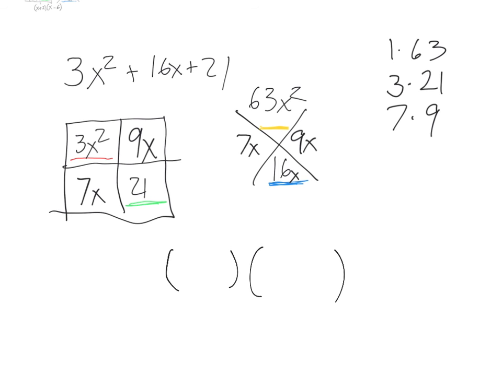Awesome, so now we're going to factor this out. I'm going to start here. The GCF of 3x squared and 7x is x. X times 3x gives me 3x squared. And x times 7 is 7x. 3x times 3 is 9x. And then 3 times 7 is 21. Perfect. So now I get 3x plus 7 and x plus 3.